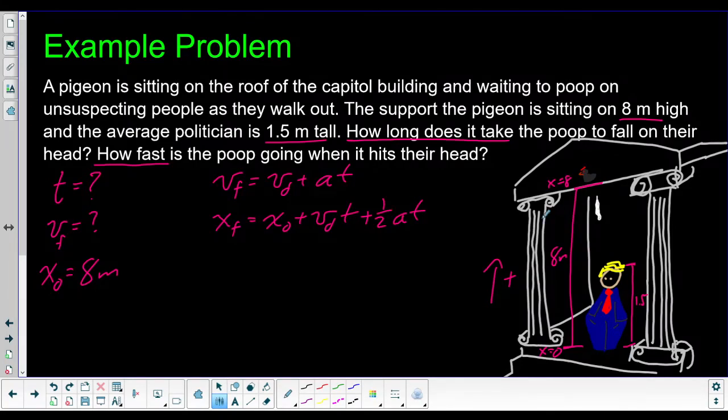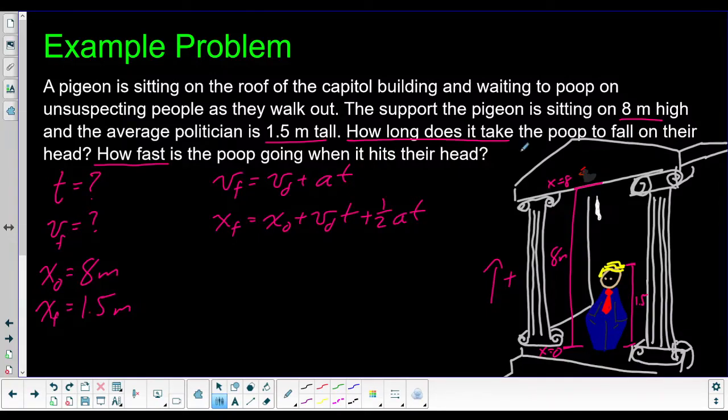The poop is going to end on the head of the politician. Oh, it's locked up. Okay, I can't move the poop. Apologies. You won't get the satisfaction of seeing it happen, but I'll let you imagine it. So if it ends on his head, or her, this could be a woman, any resemblance is coincidence, then this is going to be the resting place or the ending of the problem. So we're going to say our final position, x final, equals 1.5 meters.